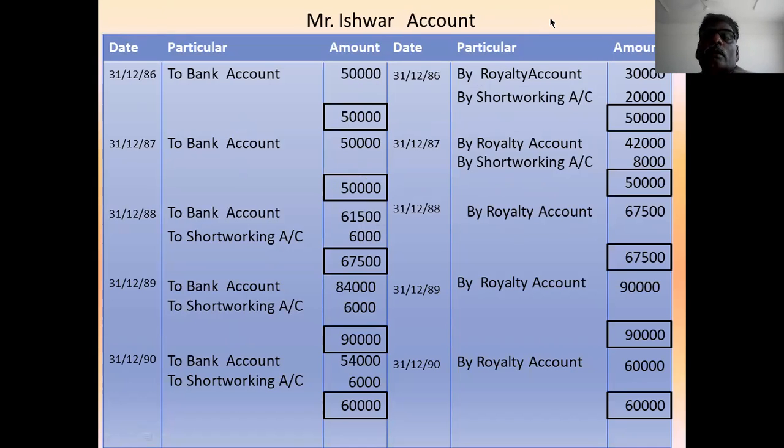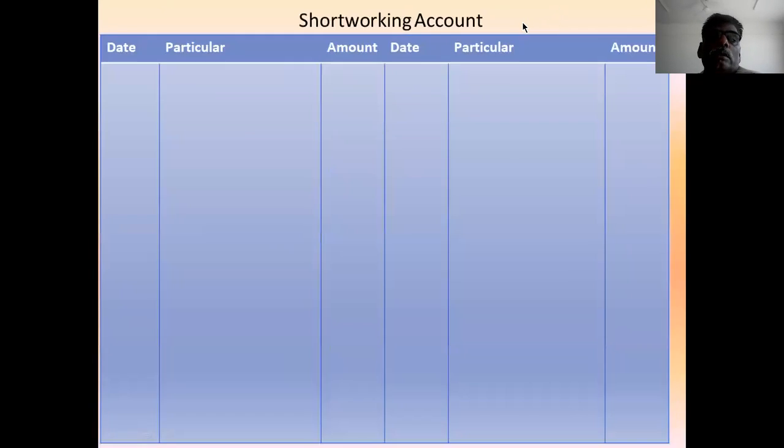Clear. Next, come to the short working account. In the short working account, the SW column goes on the debit side, to author. The credit side has SWR, by author, and SWIR, by P&L account. SW column on the debit side; SWR and SWIR on the credit side.